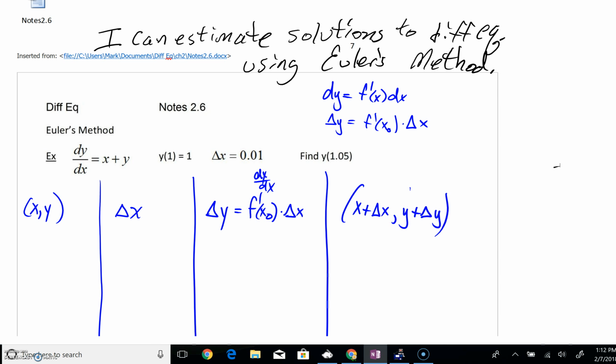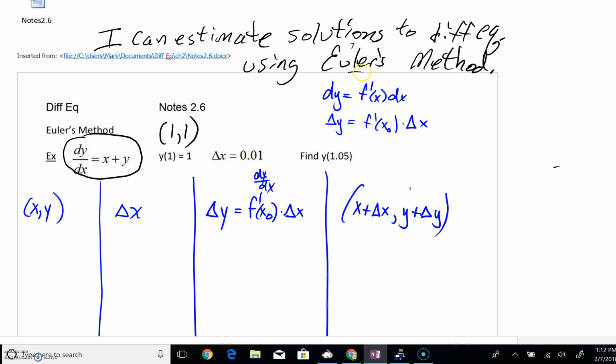For example, we'll be given a differential equation, dy/dx is equal to x plus y. We're going to be given a point on the solution curve. We don't know what the solution is. It's (1, 1). And we're essentially going to use tangent lines iteratively, repeatedly, to extend to get to other points. And we're going to go with a step, that's our delta x of 0.01. We'd like to estimate what y of 1.05 is.